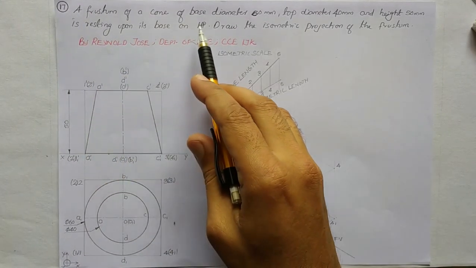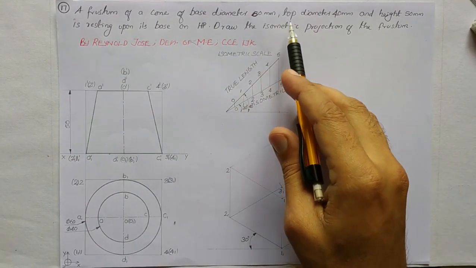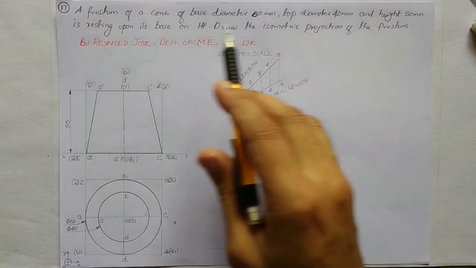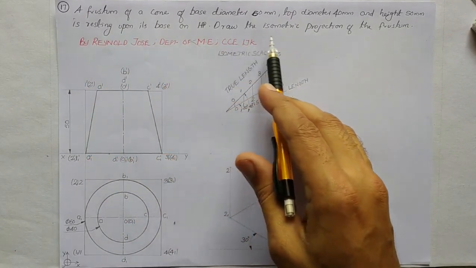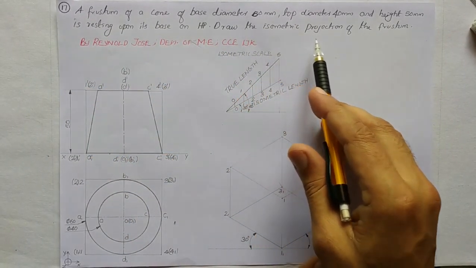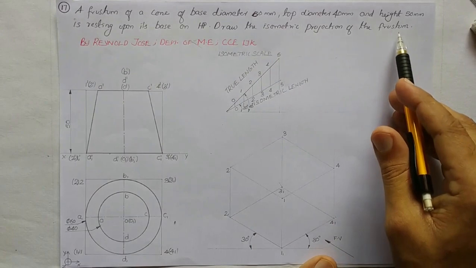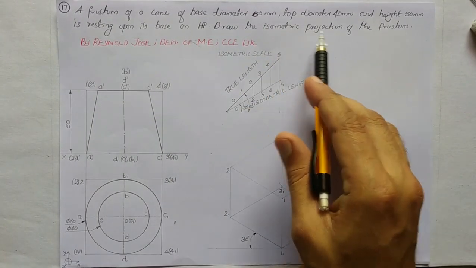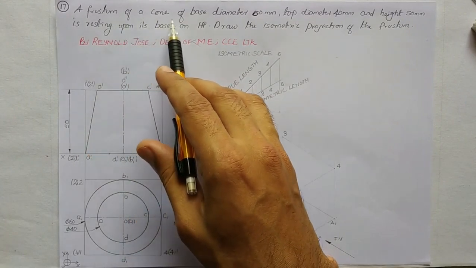A frustum of a cone of base diameter 60 mm, top diameter 40 mm and height 50 mm is resting upon its base on HP. Draw the isometric projection of the frustum. So here we have to draw the isometric projection of the frustum of a cone.